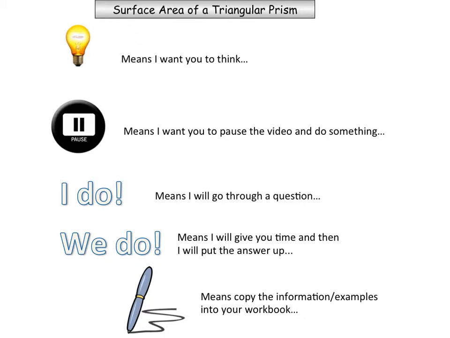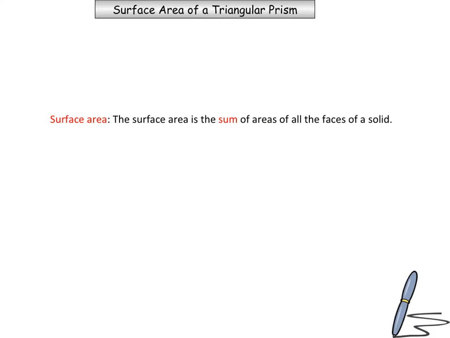Hi guys, and welcome. In this video we'll explore the surface area of a triangular prism. Now, as we've seen in the previous video, the surface area is just the total or the sum of all the faces of that solid. So we find out each individual area and we add them all up.